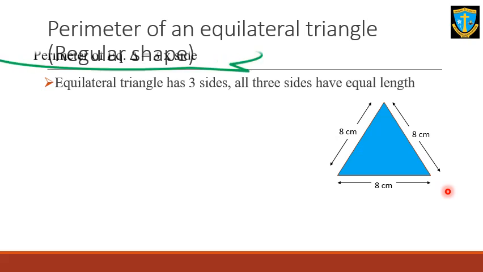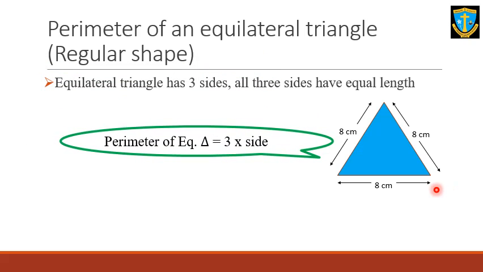So the formula will be perimeter of equilateral triangle. EQ is a short form for equilateral. Triangle symbol you can put, which is equal to the number of sides. Here the triangle has three sides. So 3 multiplied by the length of the side. Okay. So for example, if we have to put the length of the side here to find the perimeter of this triangle given, it will be 3 multiplied by 8 centimeter. What would be the answer?